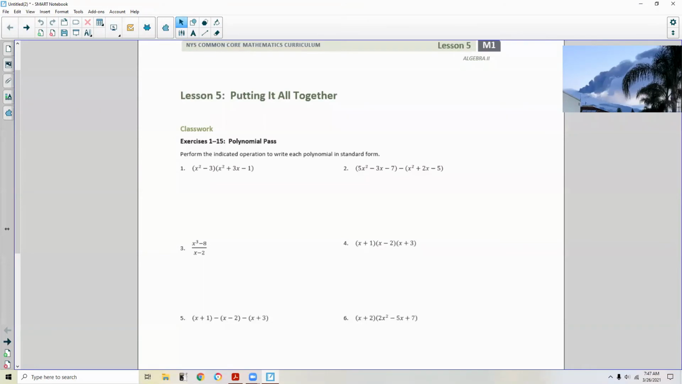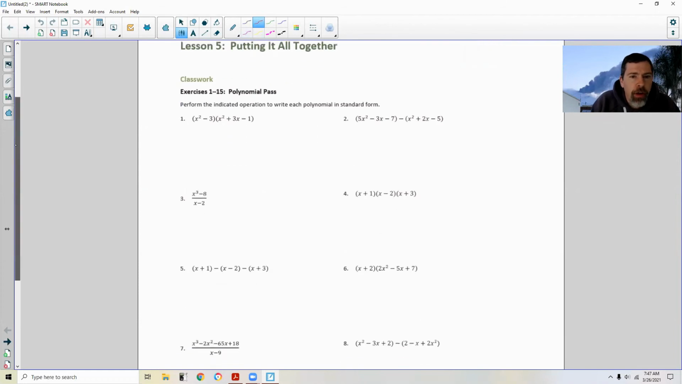All right, lesson 5, putting it all together. Didn't know we took it apart. But anyway, here we go. We're going to put this all together now. So exercises 1 through 15. 15 exercises. Wow, we got some work to do. Perform the indicated operation to write each polynomial in standard form.